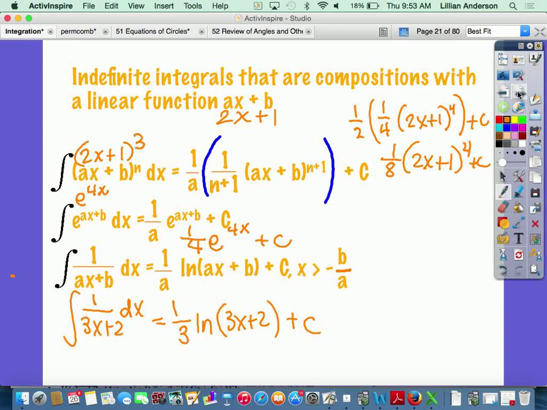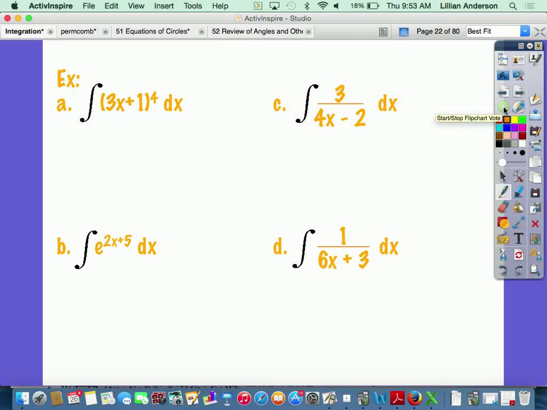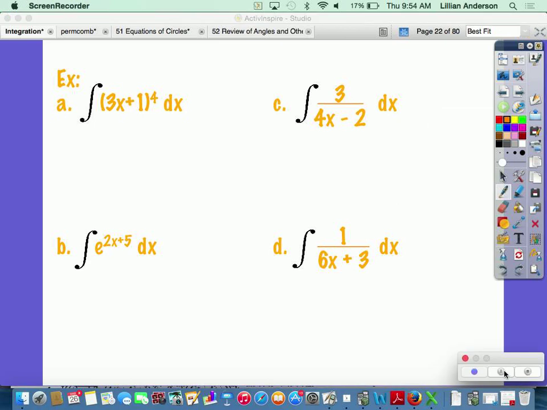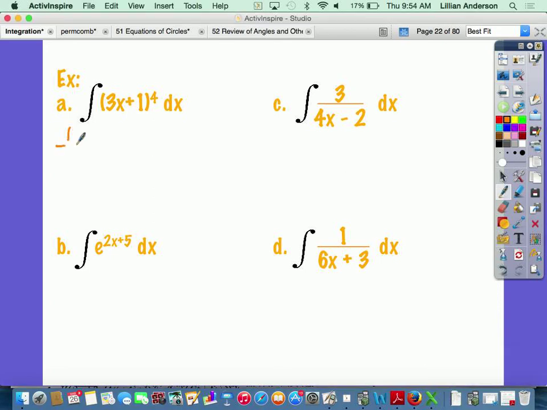Okay, so let's look at a few together. So A, was it number 1, number 2, number 3? It's like number 1. You have your linear function raised to a power. So it's going to be 1 over A, which is 3, times 1 over n plus 1, which is 5. 3x plus 1, the linear function raised to the 5th power, plus c.